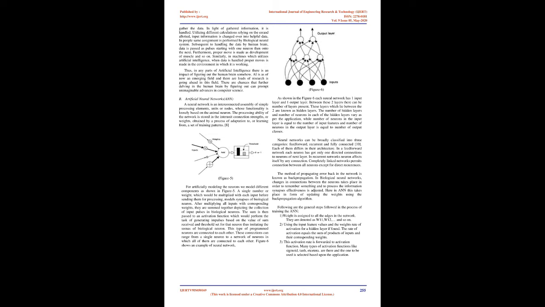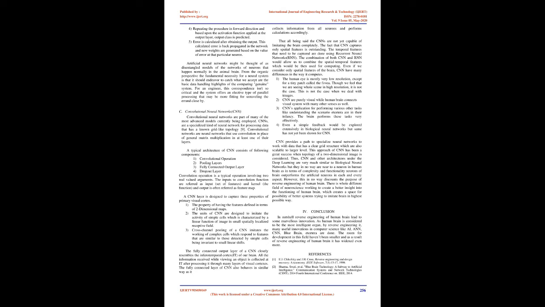A neural network is an interconnected assembly of simple processing elements, units, or nodes, whose functionality is loosely based on the animal neuron. The processing ability of the network is stored in the inter-unit connection strengths, or weights, obtained by a process of adaptation to, or learning from, a set of training patterns.